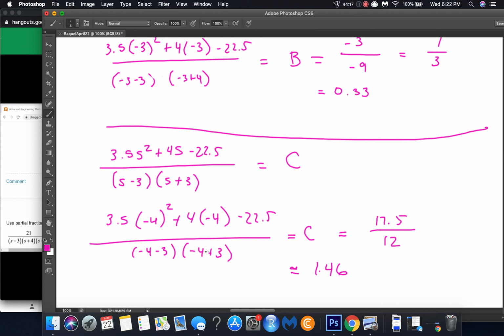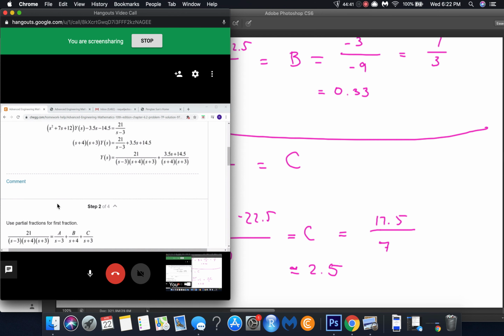Because if it's -4 and -3, that's just -7. And then that would just be times -1. So it's going to be positive 7. So you get 17.5 divided by 7. Okay, 2.5 it is. Let's look at the solution and see if those numbers match.